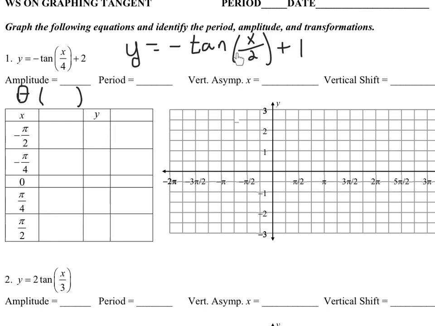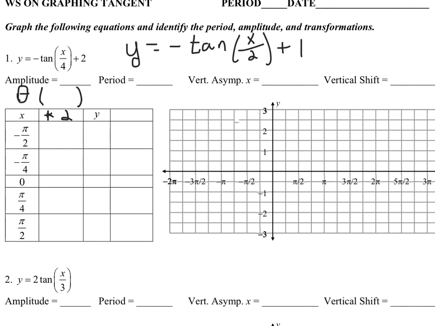So we know that if it's an insider, we need to do the opposite operation. So if we are dividing by 2 here on this x, then what we need to do over here on our table is we need to multiply by 2. We need to do the opposite operation. So we're going to multiply by 2. So we're multiplying all of the angles by 2.